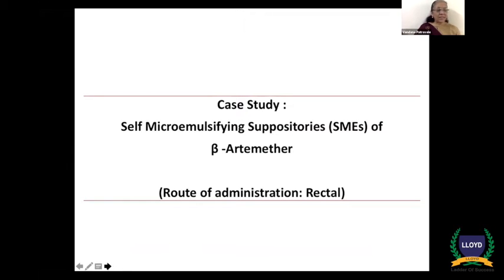I will take another case study wherein we have used PAT tools, and this study was done with the University of Bradford. So I thought it would be important for me to put this. In this case, we have developed suppositories, which are self-microemulsifying suppositories of an anti-malarial drug, which is beta-artemether. Beta-artemether is a WHO listed drug.